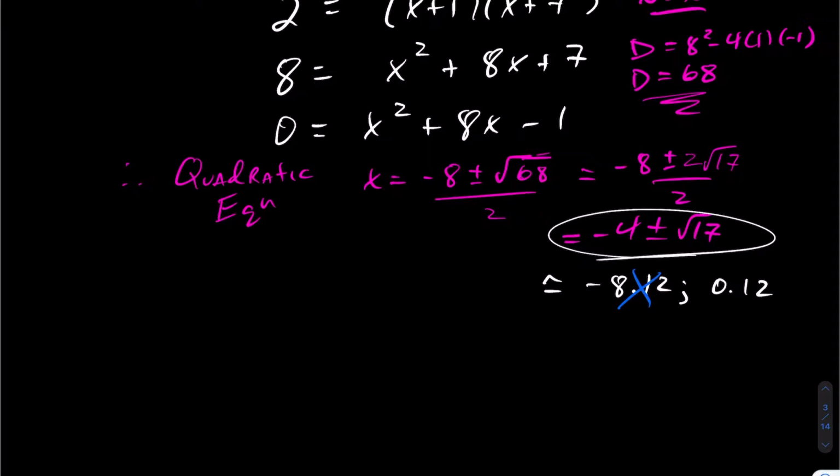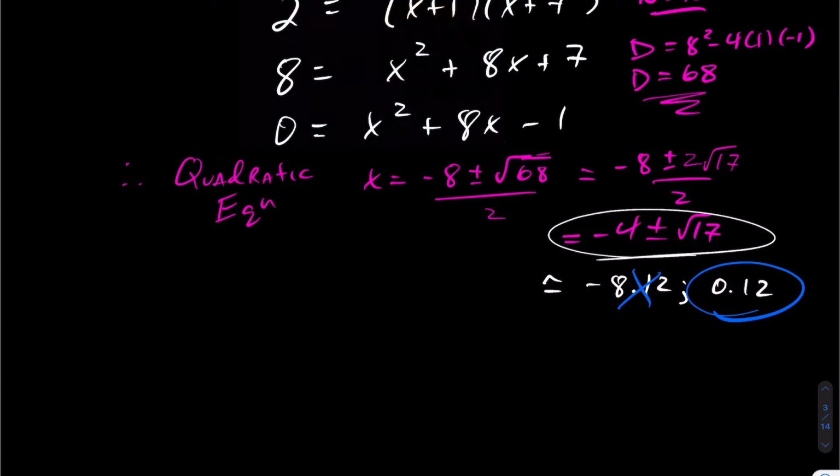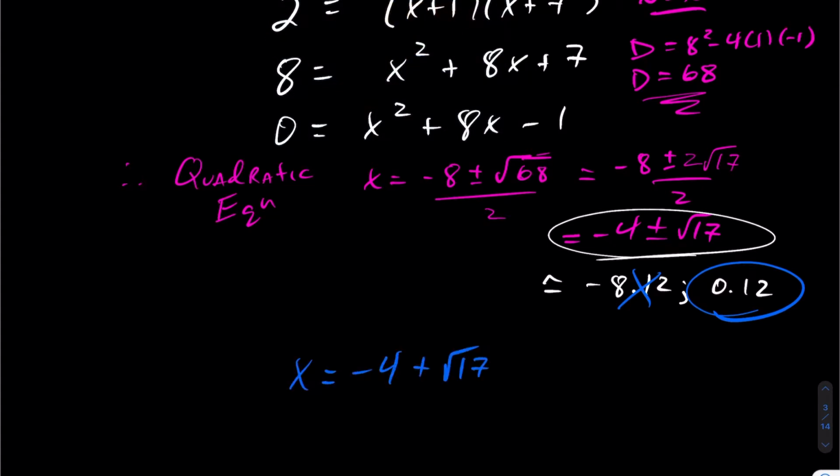This is outside of my domain here, so the only admissible answer is approximately 0.1, which, if you want to express this exactly, we would have our x value equaling negative 4 plus the root of 17. And that would be our exact value for this logarithmic equation.